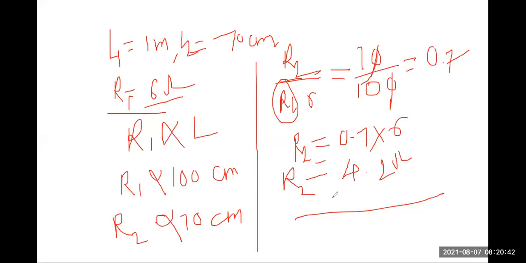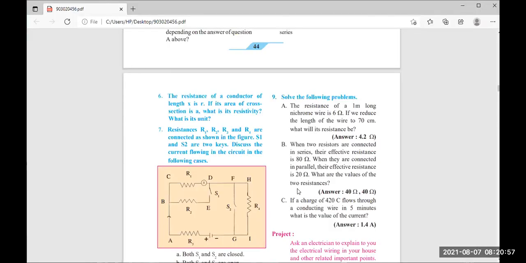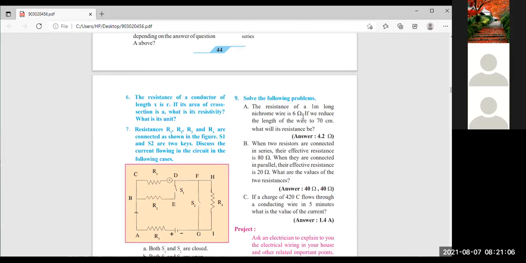Got it, everyone? Yes or no? Yes, sir. Okay. If anybody is having a question, please you can ask. Nobody is having question? Minimum speak something. No, sir. Okay.